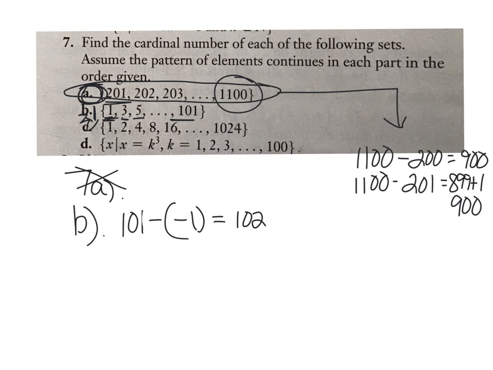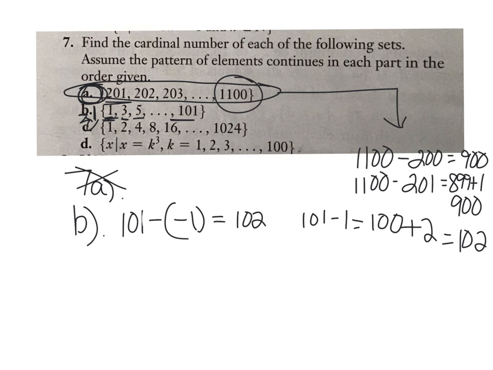Another method that I showed you last week was to do 101, subtract that 1, which gives you 100, but because we're going by twos, we have to add 2 back, and that's how we end up with 102.